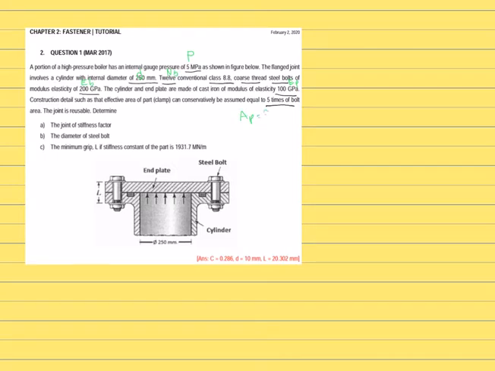The joint is reusable, and the question asks first for the joint stiffness factor, which is C, then the diameter of the steel bolt, which is d, and then the minimum grip L if the stiffness constant of the parts, which is Kp, is given. So let us write all the given data here first.